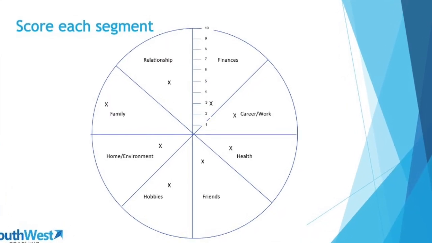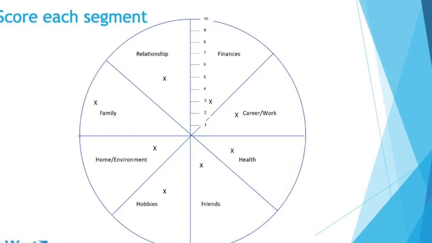And then we want to create a score in that segment, because we're going to add them all up later. So have a look at your relationship. How satisfied and happy are you with your relationship at the moment? Put a score in on that measurement line somewhere, and go on to your finances and do the same, and do your career and your work, etc., until all the segments within the wheel have a score.